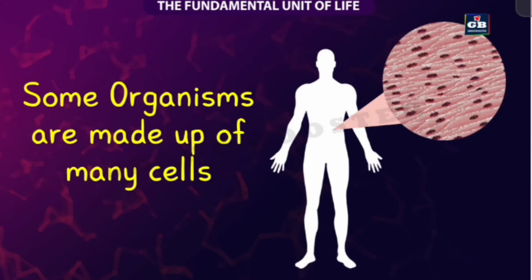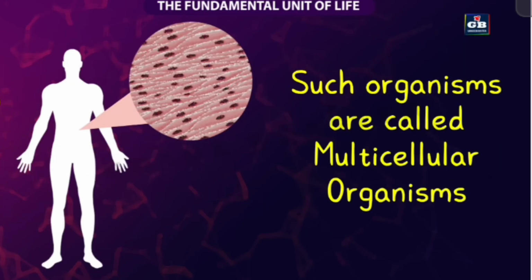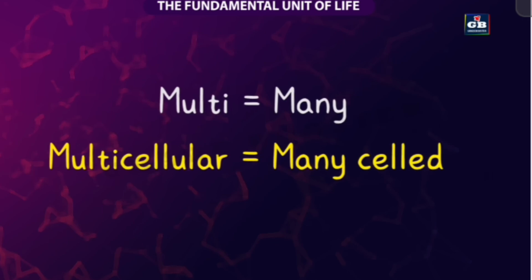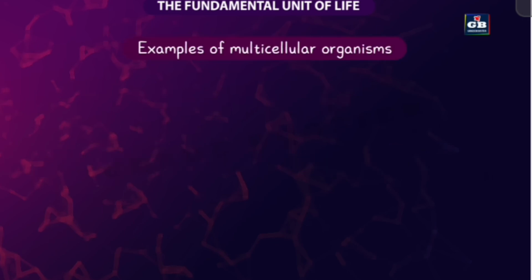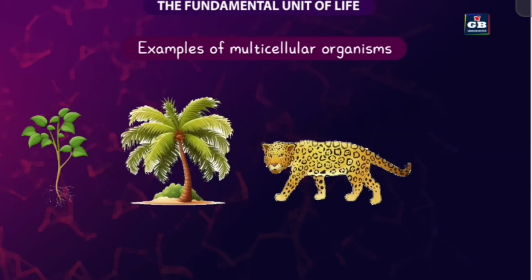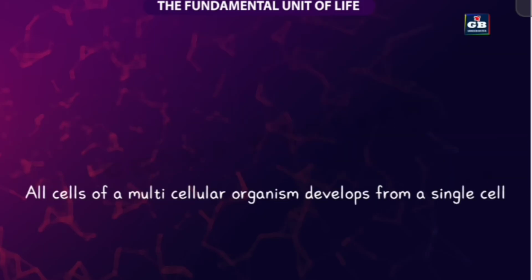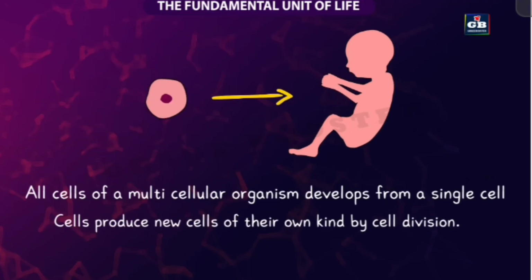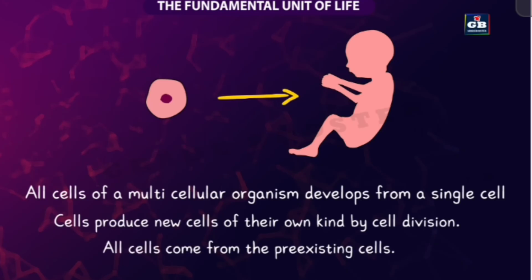Some organisms are made up of many cells. Such organisms are called multicellular organisms. Multi means many. Examples of multicellular organisms are plants, trees, animals, and human beings. All cells of a multicellular organism develop from a single cell. Cells produce new cells of their own kind by cell division. All cells come from the pre-existing cells.